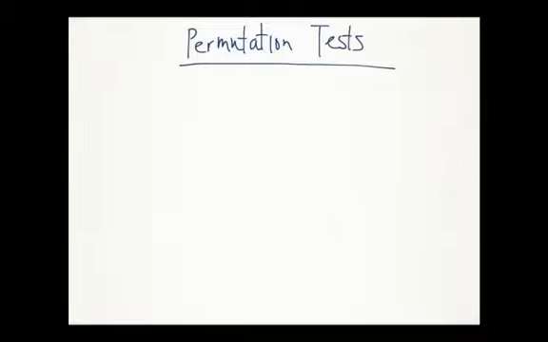Okay, now let's talk about permutation tests. This is the final non-parametric method that we'll discuss, okay? So the bootstrap is non-parametric. There's no distribution assumed when we resample our data. And similarly, the permutation tests are also non-parametric, okay?